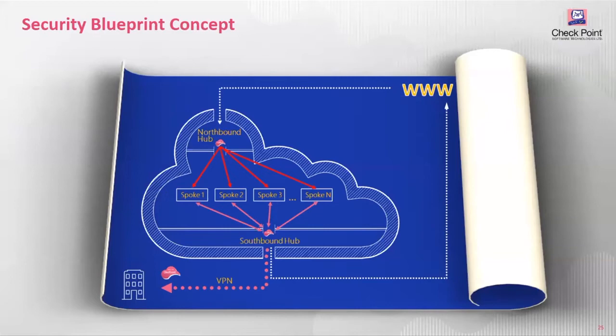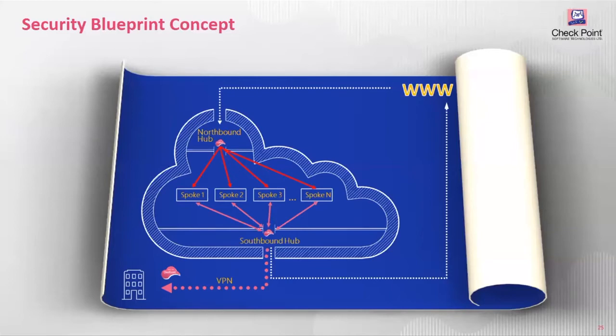So if that were a castle and we have that cloud-shaped wall surrounding it, we have 2 entrances with guards in them. The northbound hub would be looking and inspecting anything that comes from the outside, from the internet. The southbound hub would be inspecting and looking at everything that's coming internally from on-prem, from MPLS networks, SD-WAN networks, any sort of partner networks perhaps.